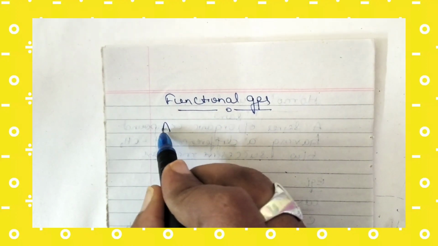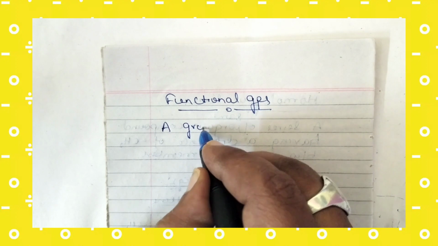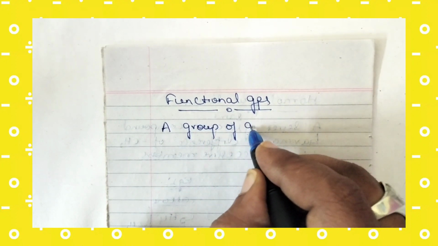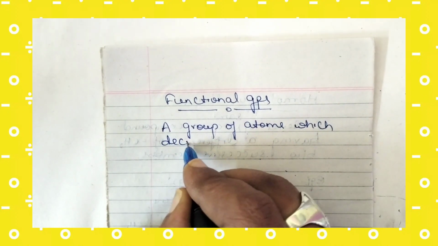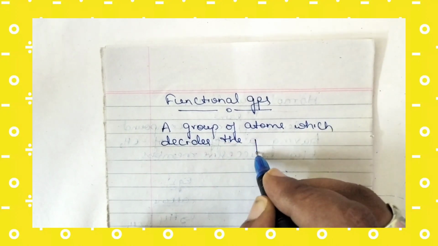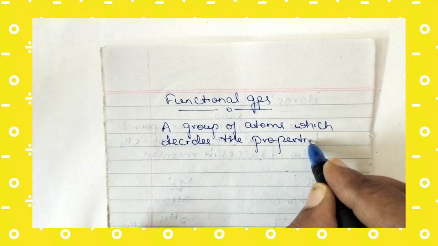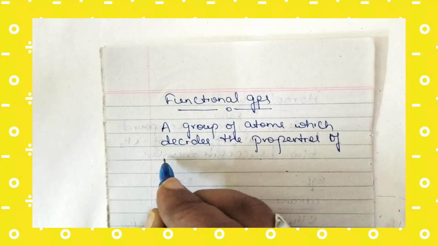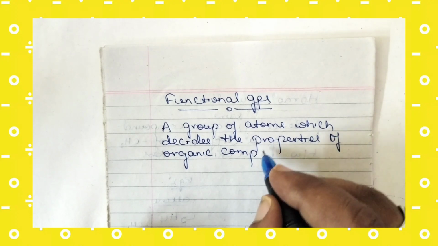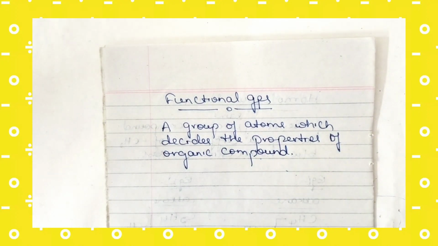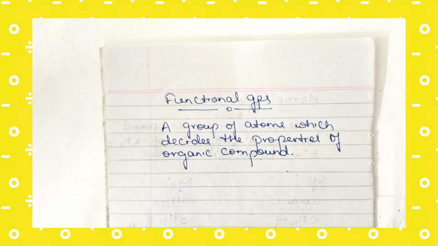So what is meant by functional group? A functional group is defined as a group of atoms which decides the properties of organic compounds. A group of atoms which decides the properties of organic compounds, they are called functional groups.